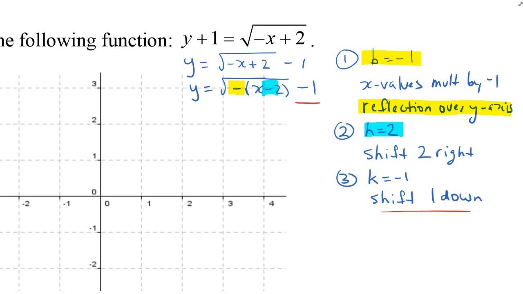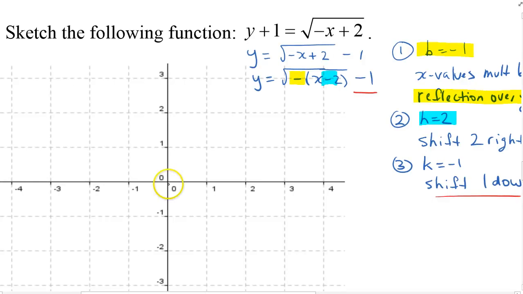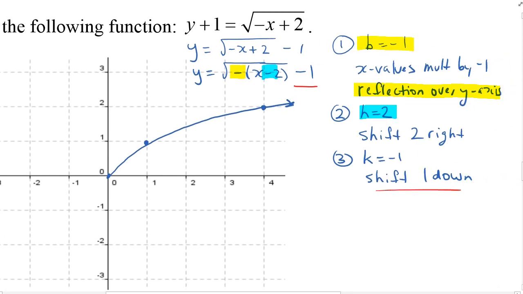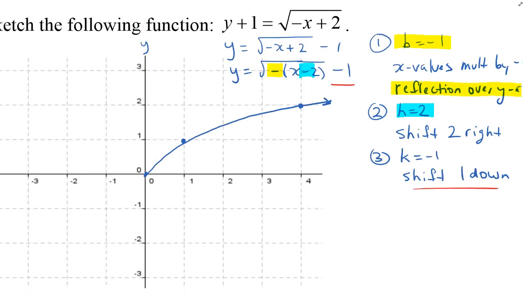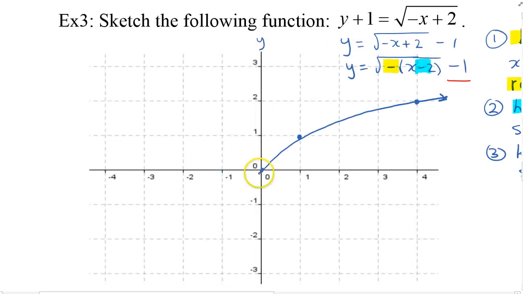Okay, so, well, let's start off by having our regular function. Here is my regular initial function. And now we're going to have our reflection over the y-axis. So this is the y-axis. So now we're going to be moving this way.